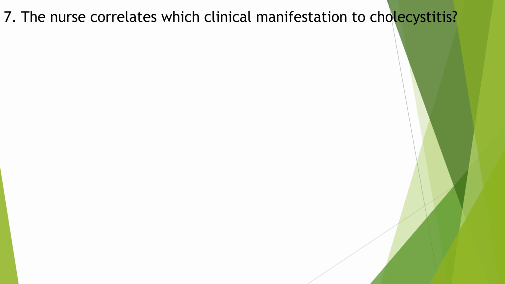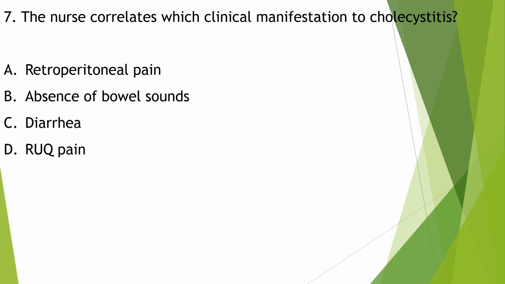The nurse correlates which clinical manifestation to cholecystitis? Retroperitoneal pain, absence of bowel sounds, diarrhea, RUQ pain, that is right upper quadrant pain. A classic symptom of a patient with cholecystitis is the pain in the right upper quadrant. So RUQ pain will be there in cholecystitis. It is due to the inflammation of the gallbladder. Absence of bowel sounds, diarrhea and retroperitoneal pain can be attributed to any other medical condition.